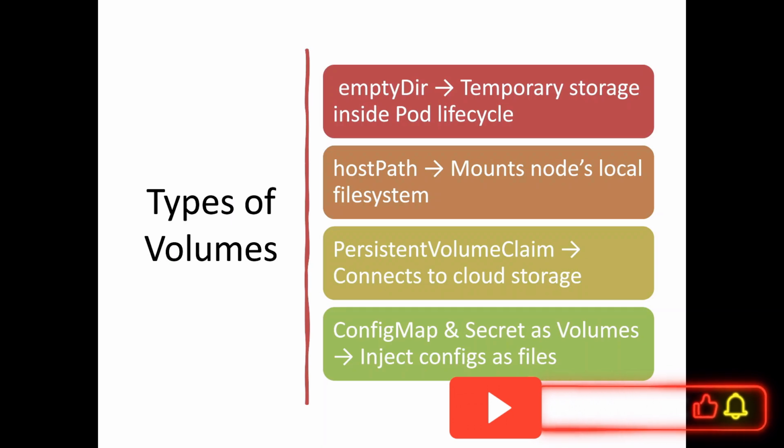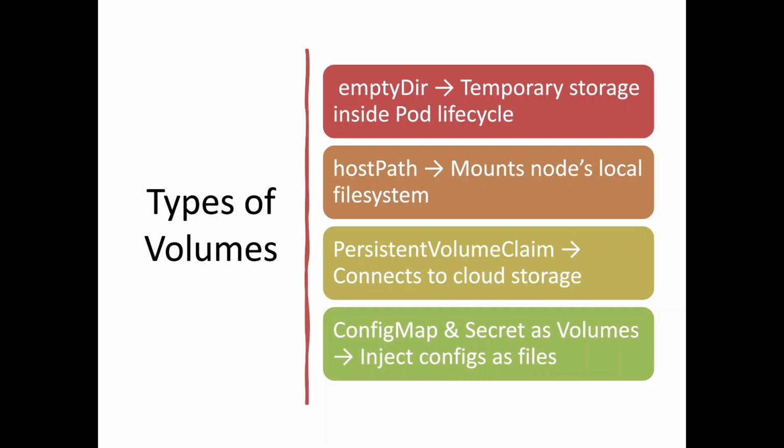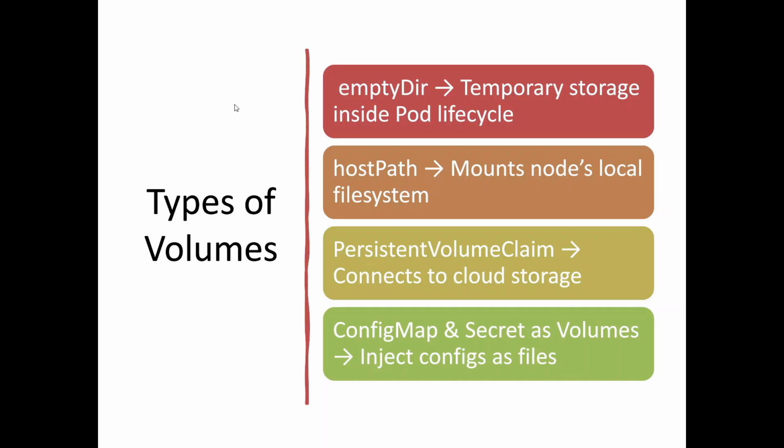And then we have PVC, or persistent volume claim, by far the most used one. So this actually connects to the persistent storage. It can be EBS, it can be S3, it can be Azure storage or a disk somewhere in the cloud, so that you have persistent storage for your data. Then we can use ConfigMaps and secrets as volumes as well, where we inject configs and secrets as a file rather than plain data.